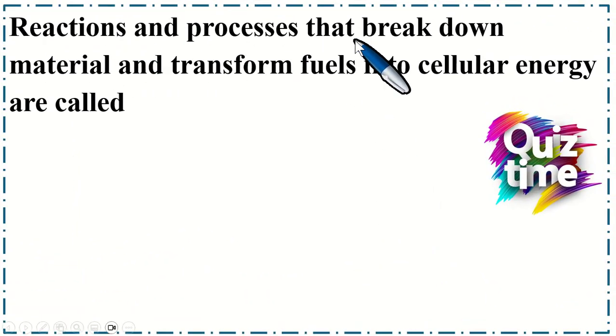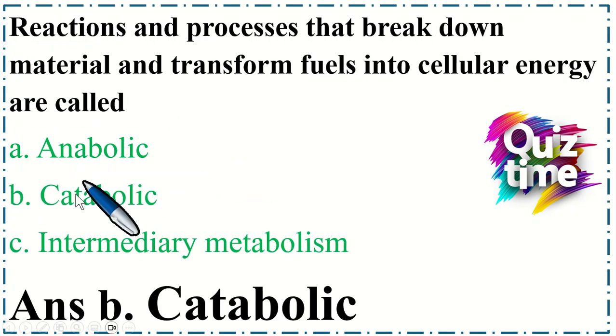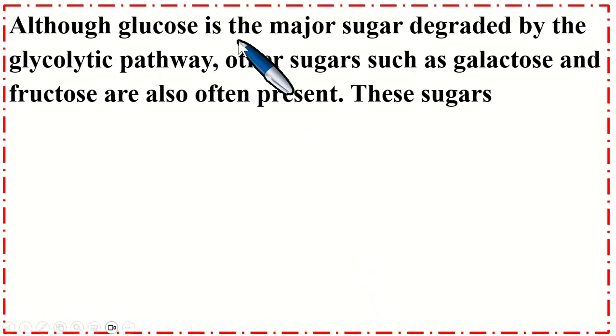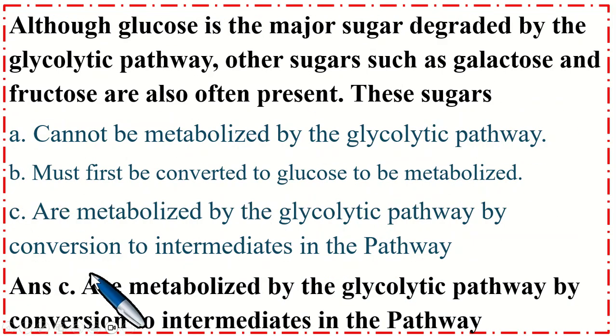Reactions and processes that break down material and transform fuels into cellular energy are called... Correct option is B, catabolic. Although glucose is the major sugar degraded by the glycolytic pathway, other sugars such as galactose and fructose are also often present. These sugars, correct option is C, are metabolized by the glycolytic pathway by conversion to intermediates in the pathway.